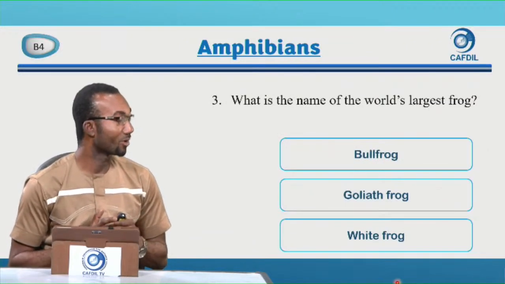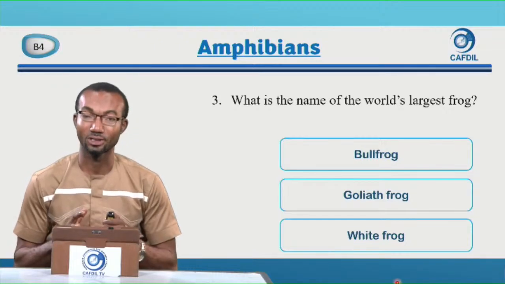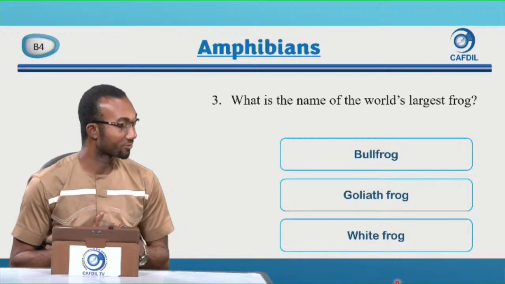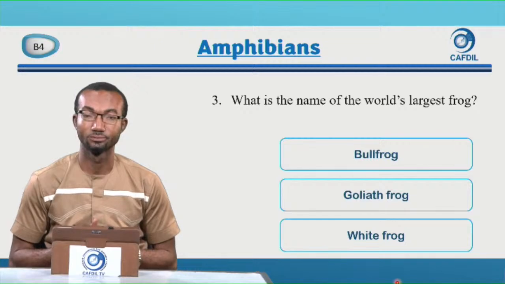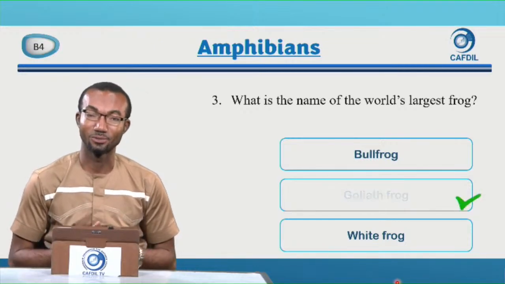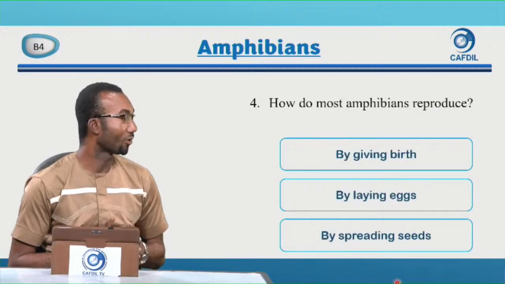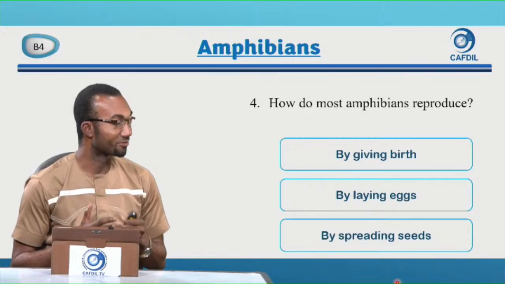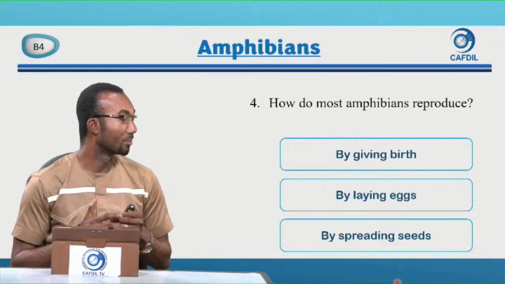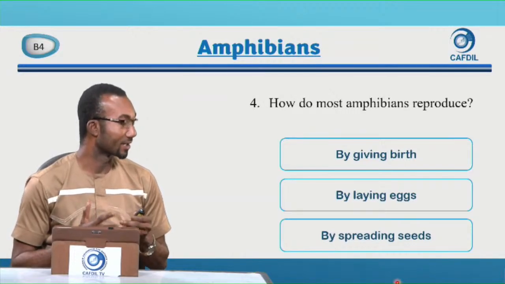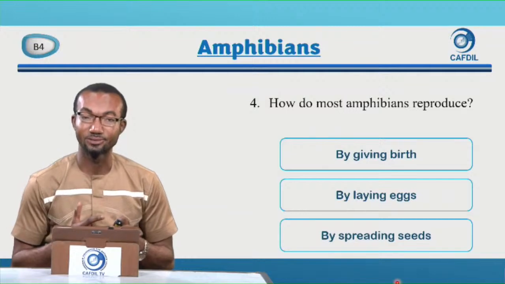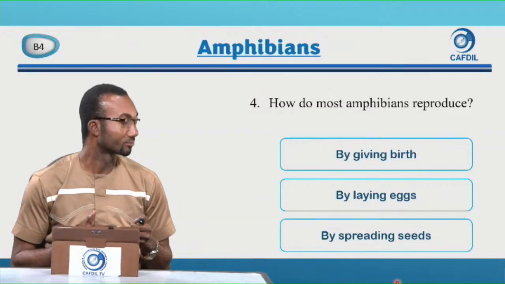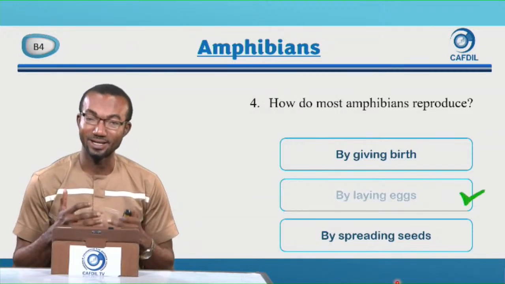Good. 3. What is the name of the world's largest frog? We have bullfrog, we have Goliath frog, we have white frog. Great. The answer is Goliath frog. Good. 4. How do most amphibians reproduce? By giving birth, by laying eggs, by spreading seeds. How do they reproduce young ones? Good. The answer is by laying eggs.